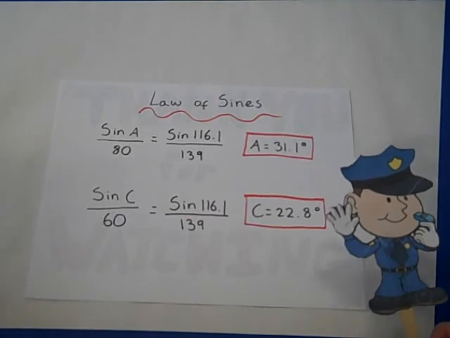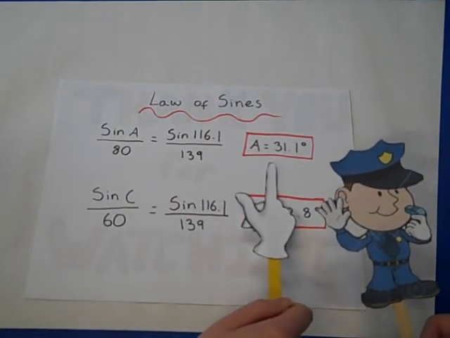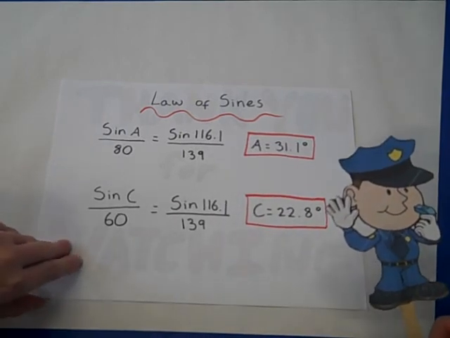Next, we can use the law of sines to find sides A and C. We find that A equals 31.1 degrees and C equals 22.8 degrees. That's really all there is to it.